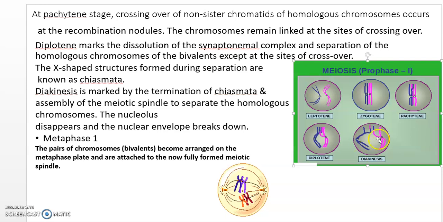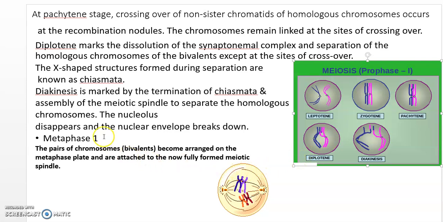So how does the nucleus disappear? That is done by these stages: leptotene, zygotene, pachytene, diplotene and diakinesis. So whatever it is, the nuclear envelope disappears, and what appears? That is the mitotic spindle, or you can say mitotic fibers appear.